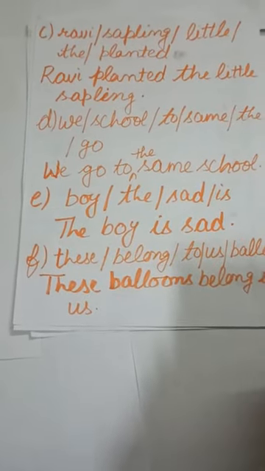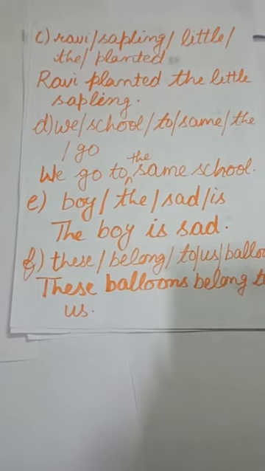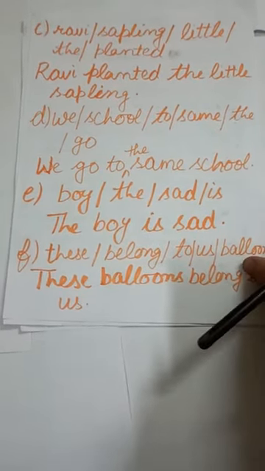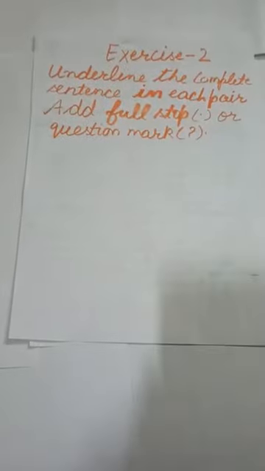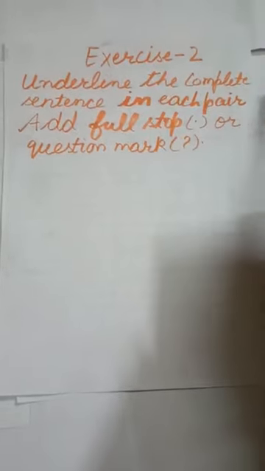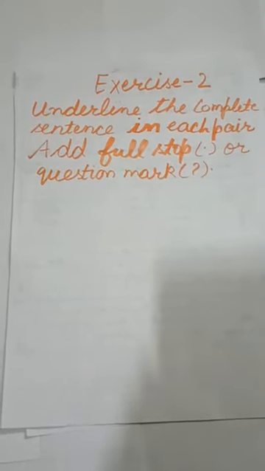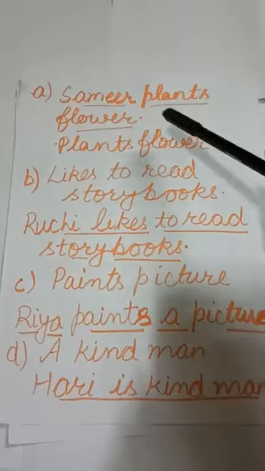Now this is the first exercise which is completed, and you have to recheck it properly, and the mistakes which you have done you have to write twice in the notebook. Now in exercise 2, what you have to do: underline the complete sentence in each pair, and add a full stop or question mark. You have to underline the complete sentence among the sentences which are given in the pair.